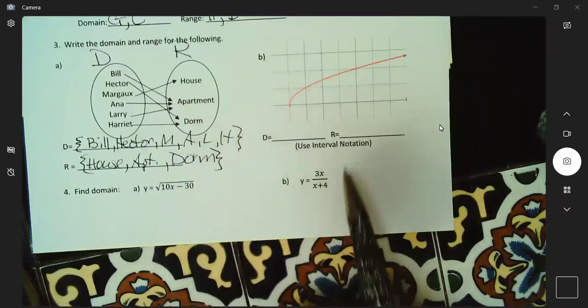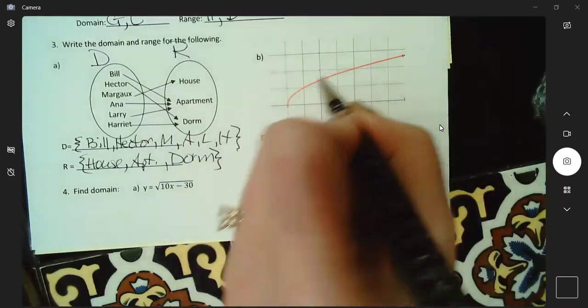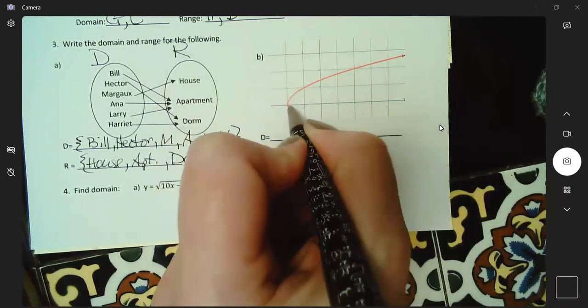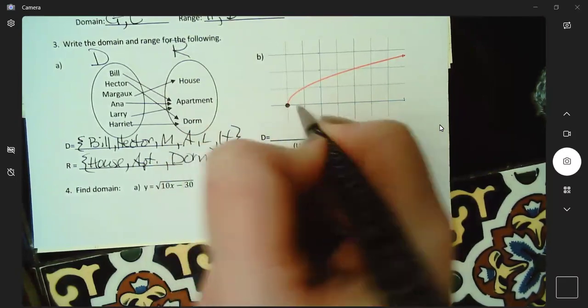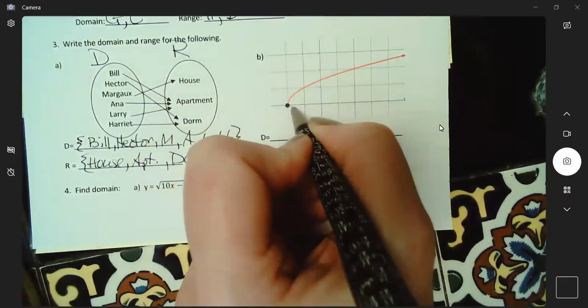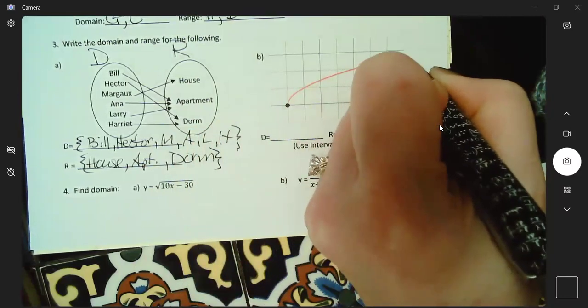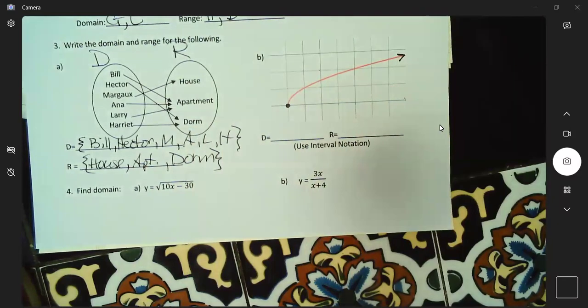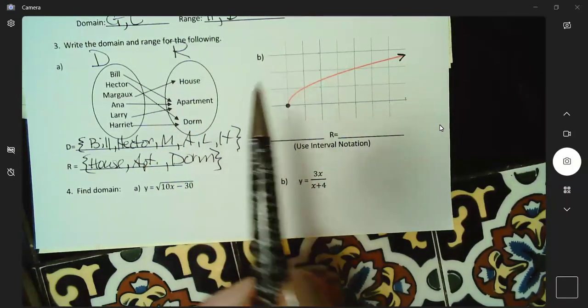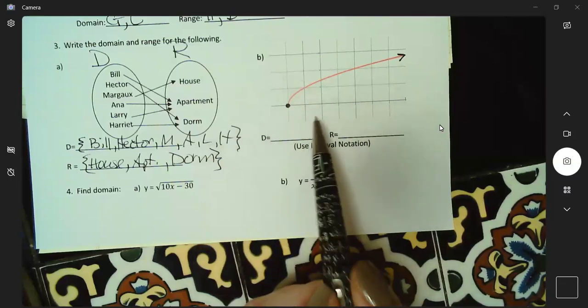Okay, one more thing here on the graph types of things. Here's one that has a definite starting point there. I don't know if you can see on the camera, but there's a definite point there where it starts, and there's nothing out here. It just starts there and it takes off to the right, goes higher and higher, and there's an arrow on the end that's supposed to indicate it just continues to go up and out forever and ever. So we're going to have to use intervals on this one again.